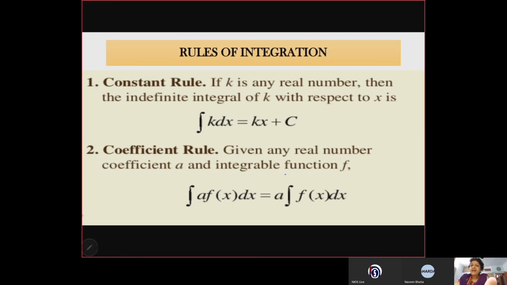So moving further, let's see how we integrate when we have a number of terms. If we have k times dx, it would be k outside, integral of 1 into dx. The integral of 1 into dx we just saw is x. So it will be kx plus c. If we multiply a function by a constant, then the constant can be taken out. So it will be a times the integral of fx dx.